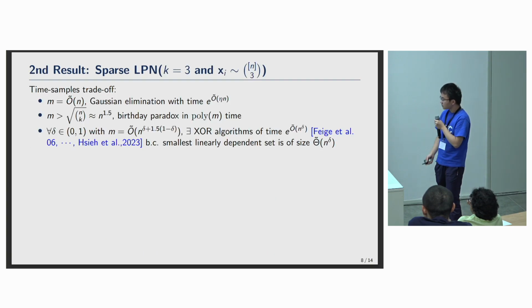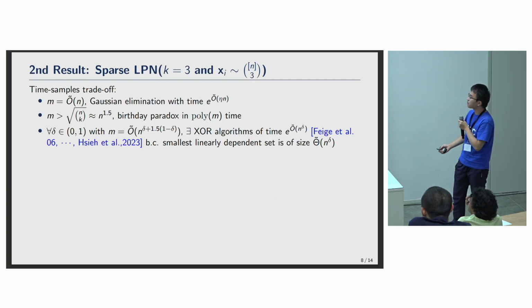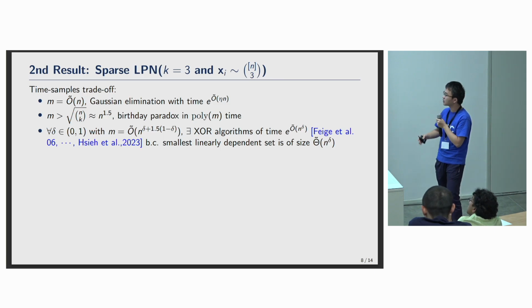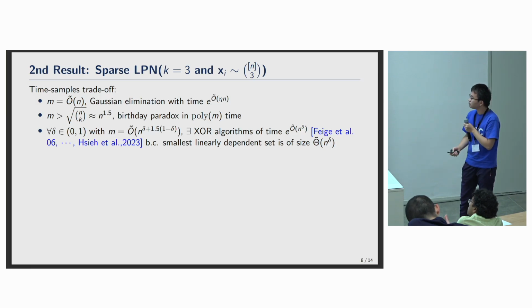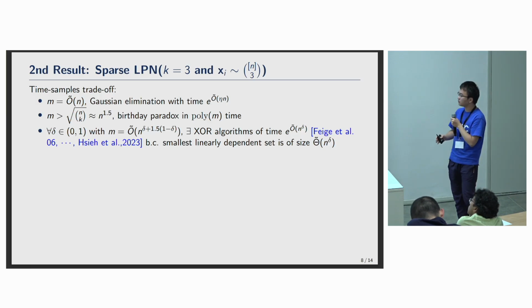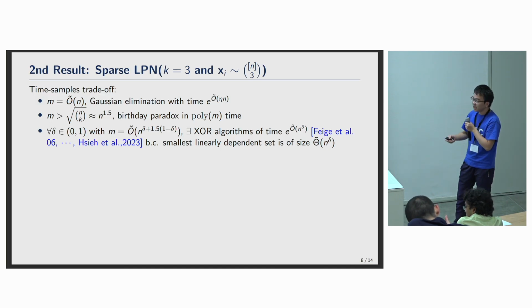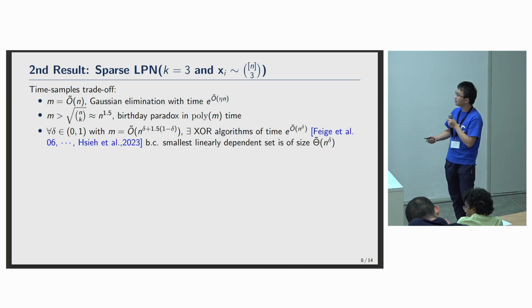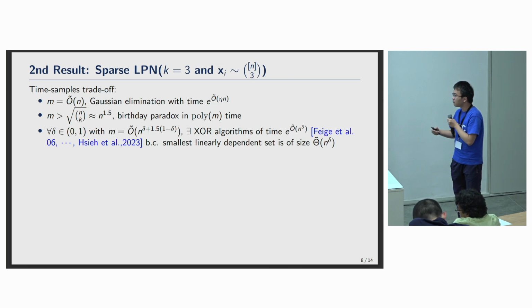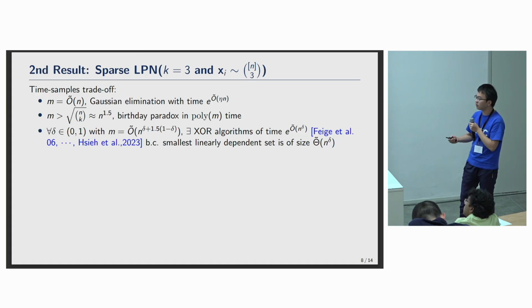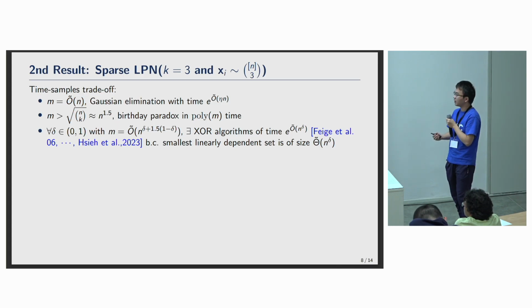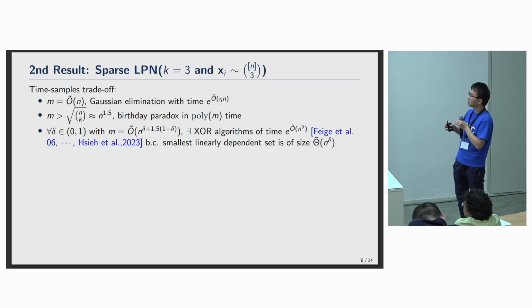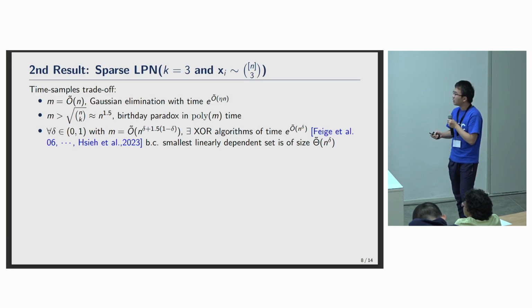Okay. Our second result is for sparse LPN. For simplicity, we fix k equals 3, such that xi is sampled from (n choose k). There is a trade-off between time and samples for this problem. When m equals O(n), we only have Gaussian elimination with time e to the O(eta n). And when m is very large, say larger than square root of (n choose k), which is approximately n to the 1.5 here, the birthday paradox implies an algorithm in polynomial time.